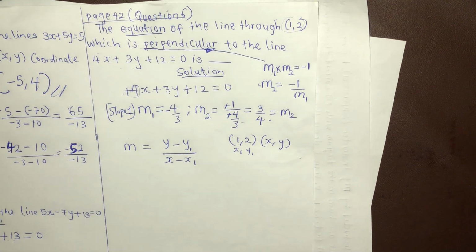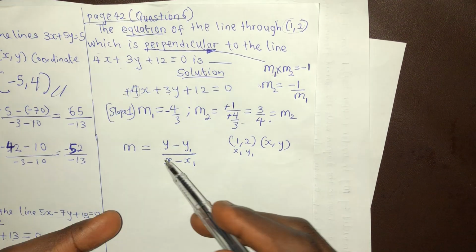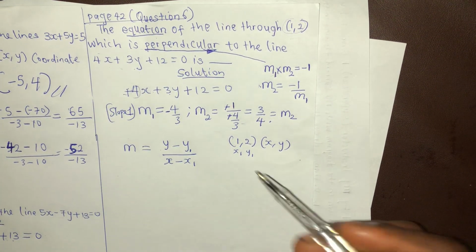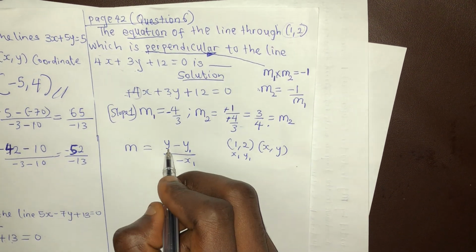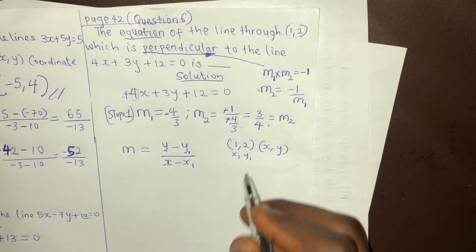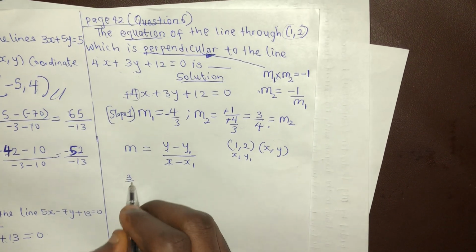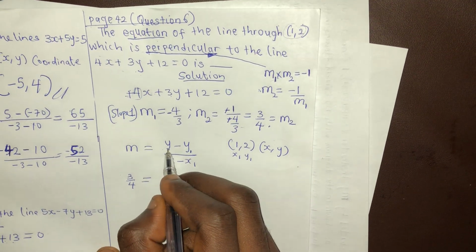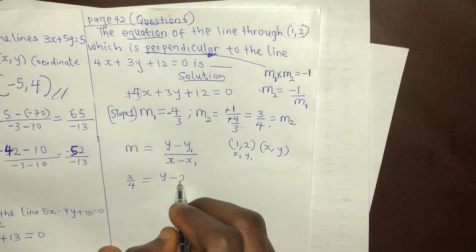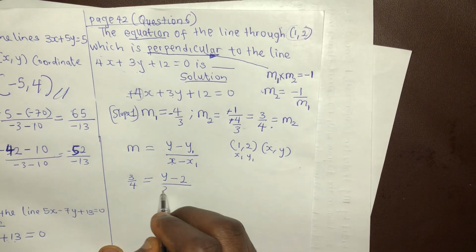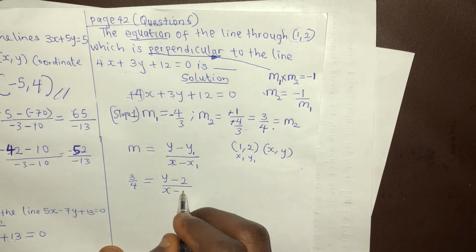The reason we are doing this is because we don't want a situation whereby we solve and at the end of the day we get confused. So the best thing to do is bring the arbitrary points out so that you tell yourself that that is your y2 and your x2, but you won't put 2. So what is our gradient? Our gradient or slope is 3 over 4 equals y2, which we don't know, which is just y, minus y1, which is 2, over x2, which we don't know, which is just x, minus x1, which is 1.